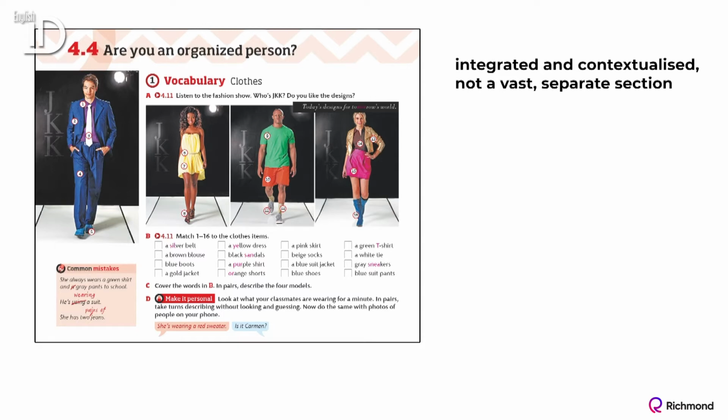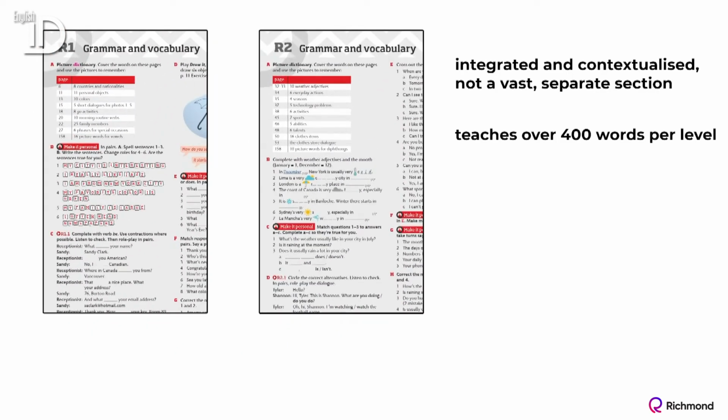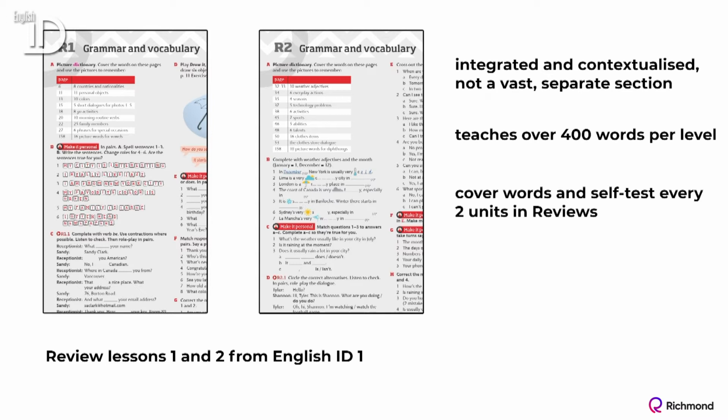English ID's picture dictionary teaches over 400 words per level, and this language is tested every 2 units as the first exercise in every review lesson. Students cover the words and test themselves to revise and memorize both spelling and pronunciation without the need for translation.